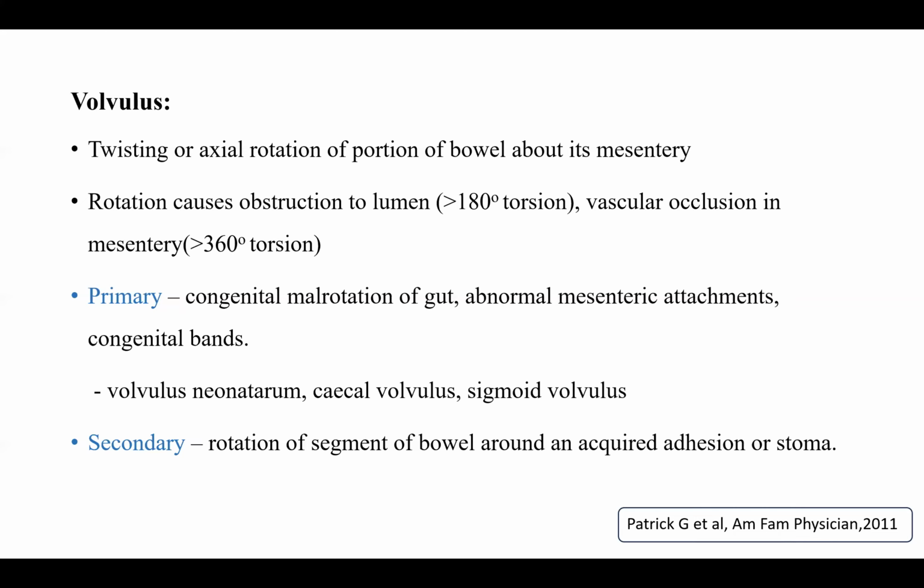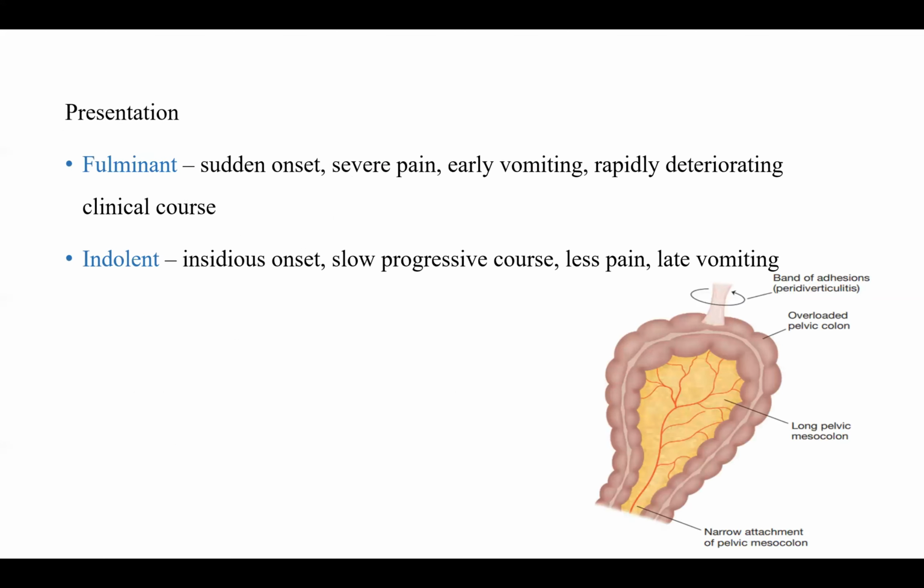Secondary volvulus will be due to rotation of a segment of bowel around an acquired adhesion or due to a stoma. The presentation can be of two types. In fulminant, it will be of sudden onset, with severe pain, early vomiting, and a rapidly deteriorating clinical course. While in indolent, there will be insidious onset, a slowly progressive course with less pain and late vomiting.